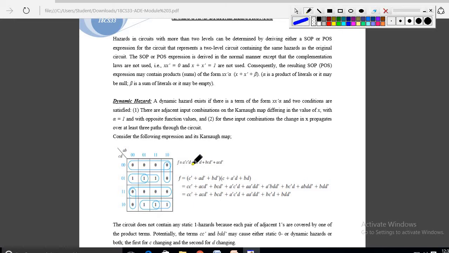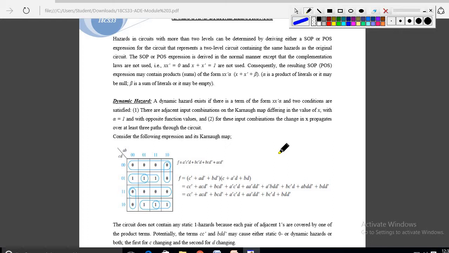See here: a dash c dash d, b c dash d, and a c dash d. And if I take this, c c dash, a c dash, b c dash, and a dash c dash d, but here a dash d d dash and a b d d dash. What exactly will be repeating, right? So the repeated things we have to neglect.